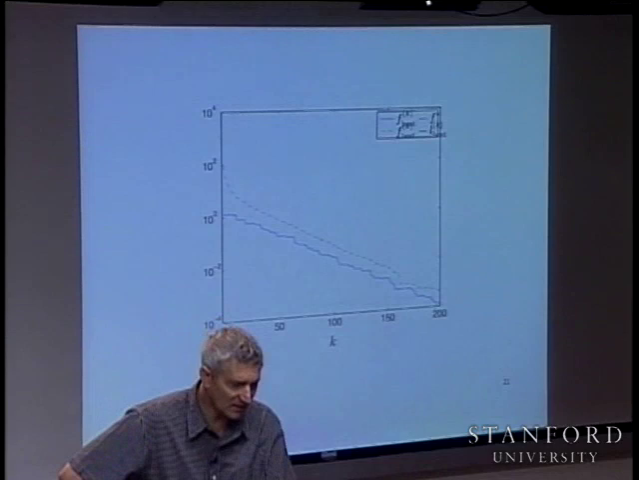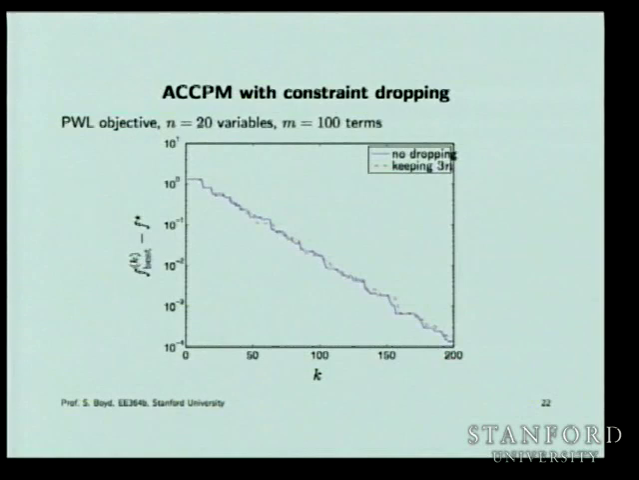Okay, now we do constraint dropping. All right. Now by the way, keeping 3n is actually quite interesting because we start with 40 constraints. We start with a box on x. x is in R20. We put it in a box. I'm guessing that, but actually one of you with a laptop could look at the code and find out. You don't have to do it. But I presume that's how we initialize it, with 40 constraints, which are box constraints.